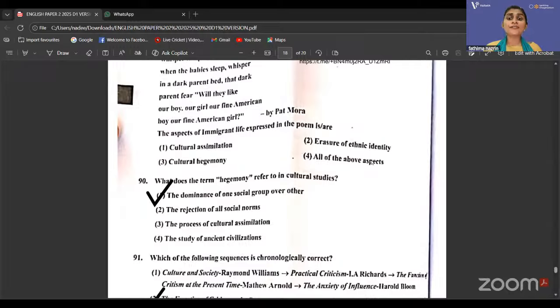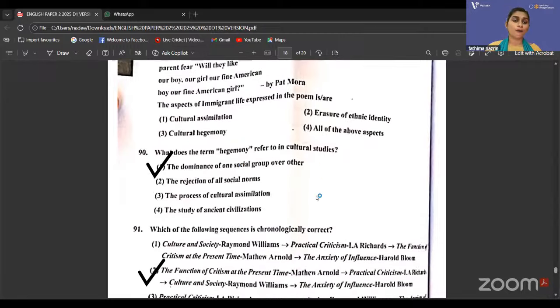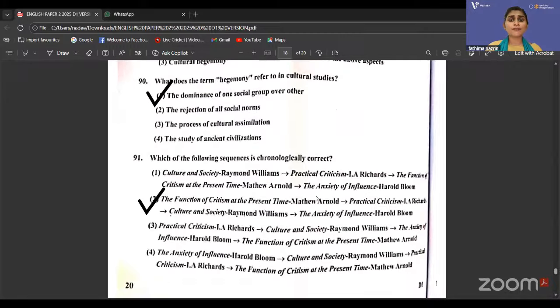This is all of the above aspects. Okay. What does the term hegemony refer to in cultural studies? It is obviously the dominance of one social group over the other. Now, coming to which of the following sequences is chronologically correct?